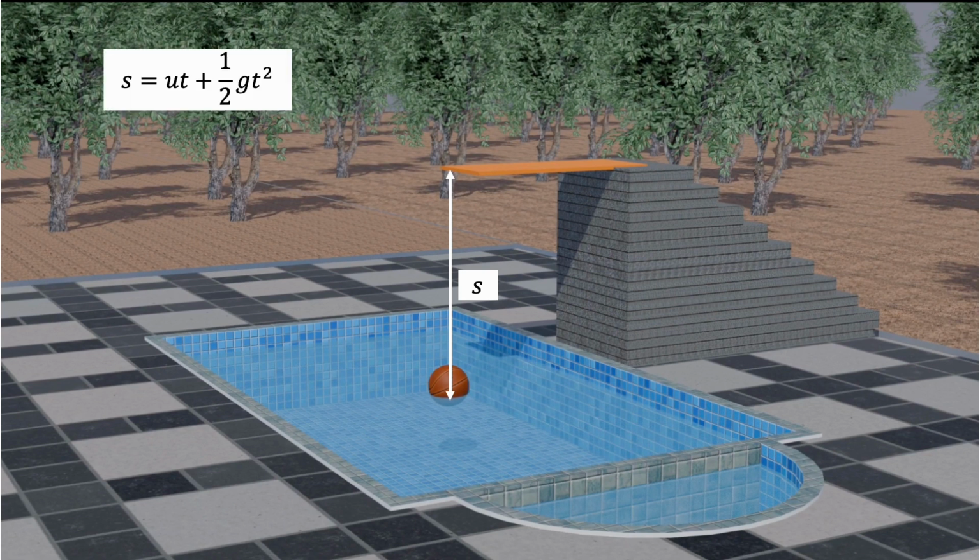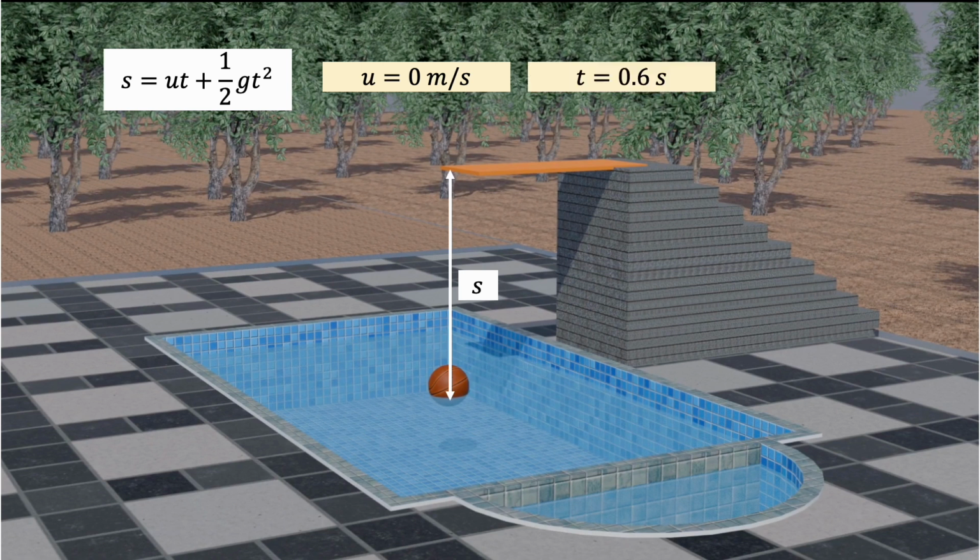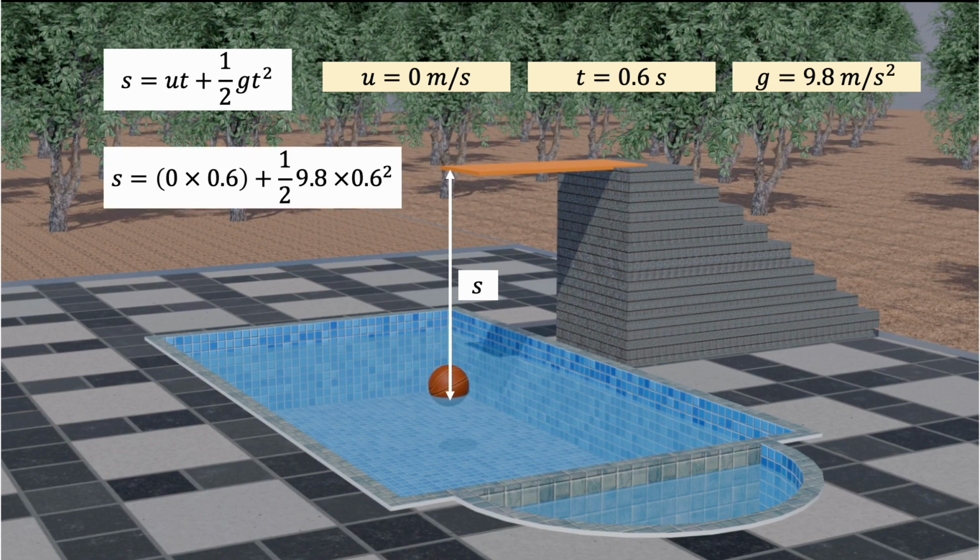S equal to ut plus half gt square. U is the initial velocity, which in this case is 0 meters per second. Time taken is 0.6 seconds, and acceleration due to gravity is 9.8 meters per second square. On substituting the values in the equation, we will get the distance traveled by the ball, that is equal to 1.76 meters. S is equal to 1.76 meters.